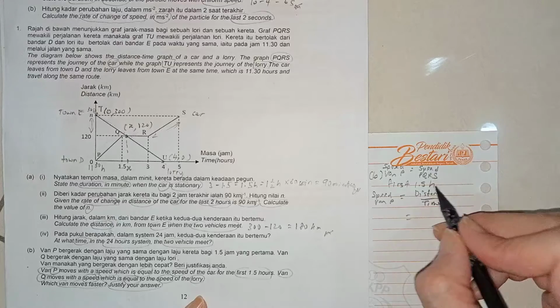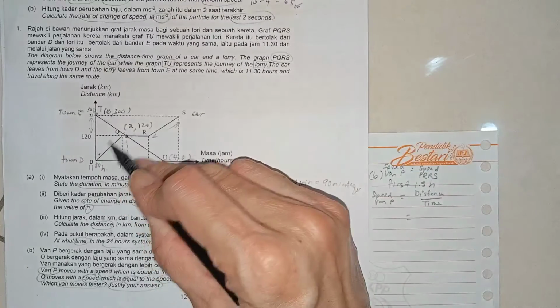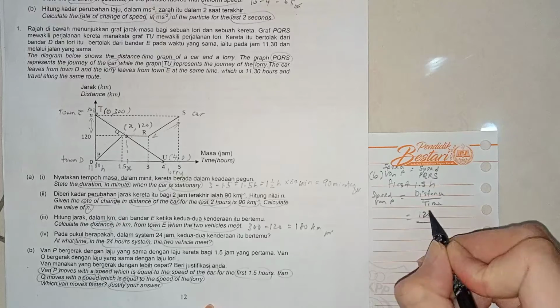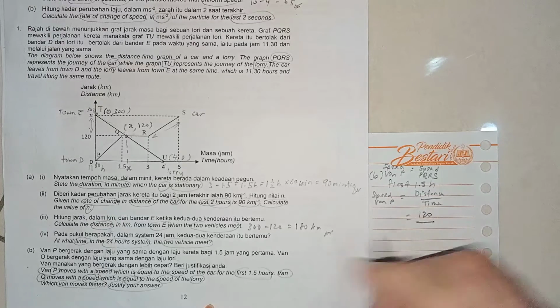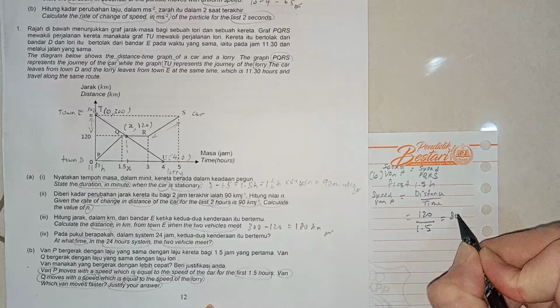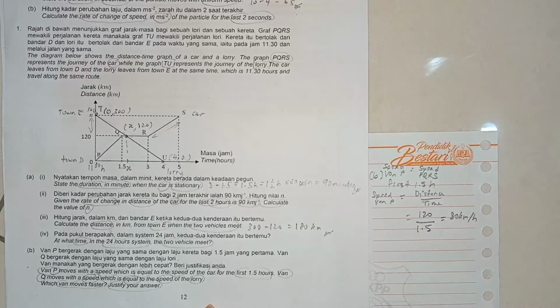So the speed of PQRS is 1.5 hours, use the car one, is 120 distance. So divided by time 1.5 hour, so you get, using calculator, 80 kilometer per hour.